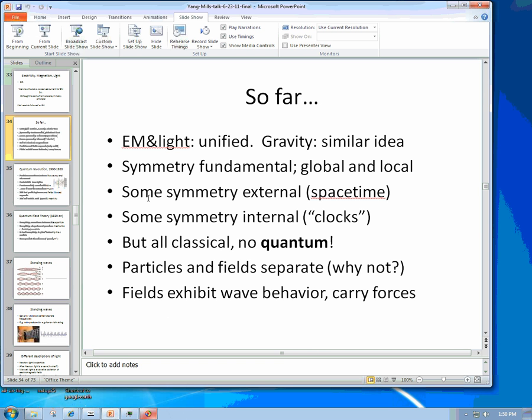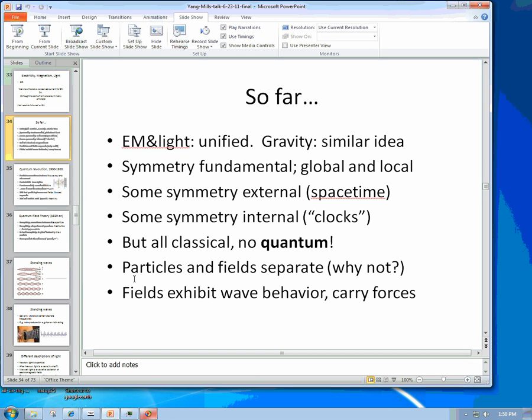So far, what's the story here? Electromagnetism and light have been unified. Gravity is ruled by a similar idea, and it wasn't until later that people saw exactly how similar it was. Various kinds of symmetry principles are fundamental to both theories, although again, it was only later that people realized how fundamental they were and elevated their importance.